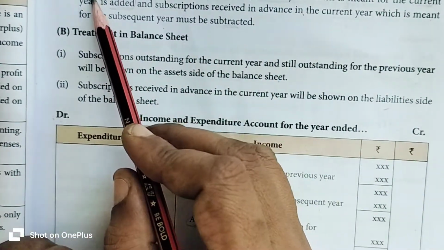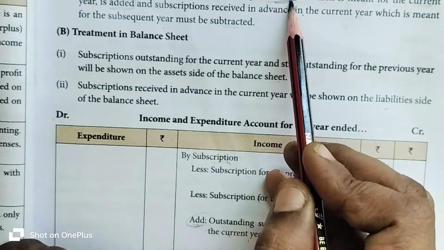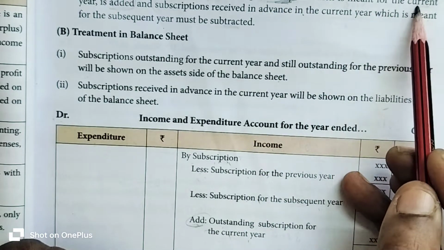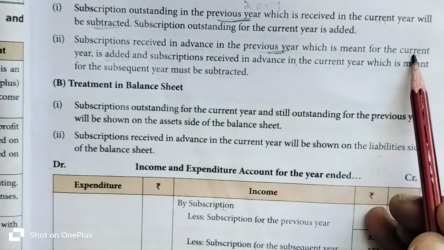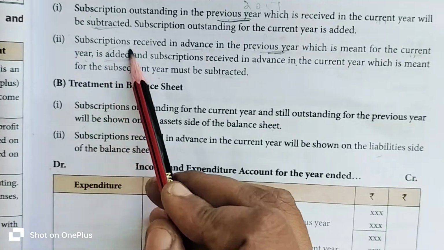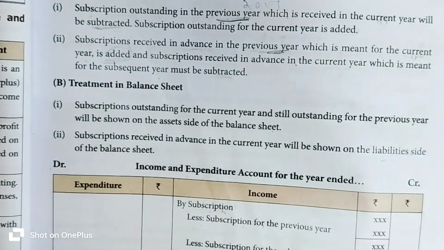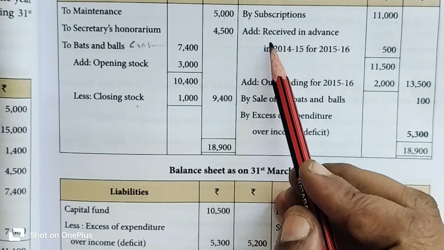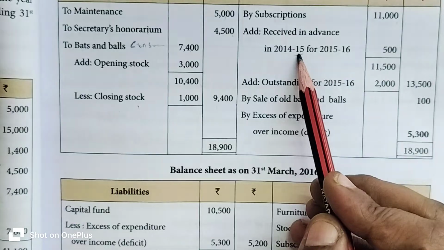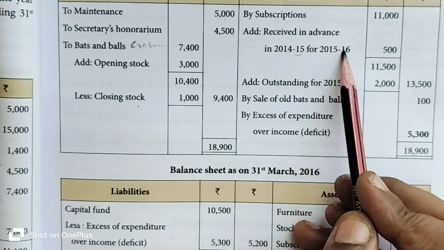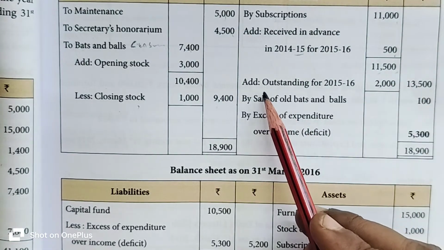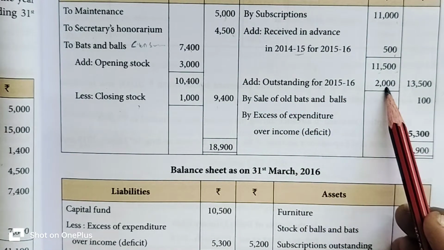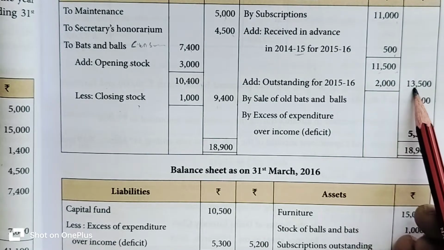Why? Because the subscription received in advance in the previous year is meant for the current year. Listen, subscription received in advance in the previous year, which is meant for the current year, is treated as current year income. So it is to be added. Okay, so as per the format, we have to add the 2015 subscription received in advance for 2016. After adding, you will get 11,500 rupees. Then outstanding subscription 2,000 you have to add. After adding, you will get 13,500 rupees.